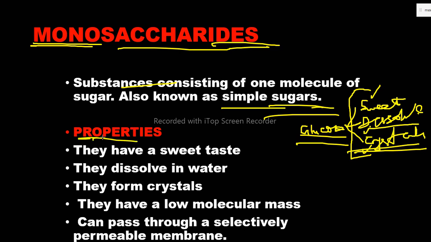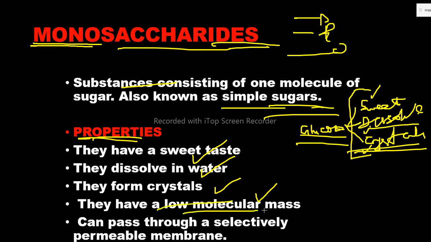So properties: they have a sweet taste. All monosaccharides are sweet. They all dissolve in water, and they all form crystals. They are crystalline, not powder. Then they have the lowest molecular mass compared to the disaccharides, the polysaccharides, and the oligosaccharides. And finally, they can pass through a selectively permeable membrane.